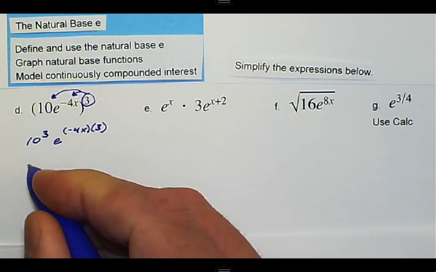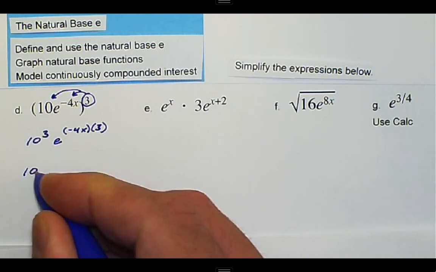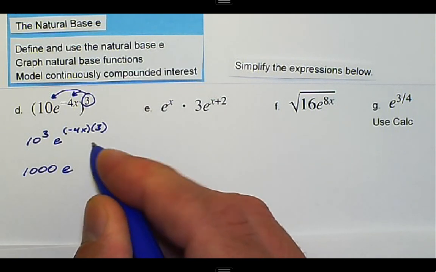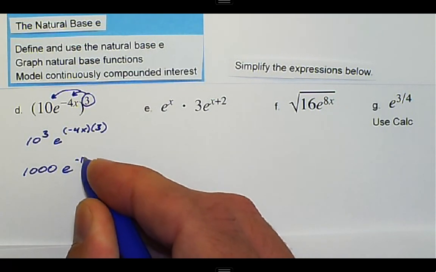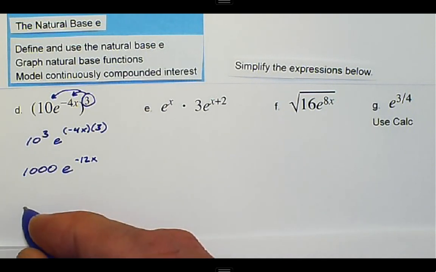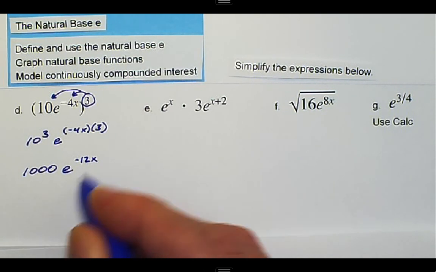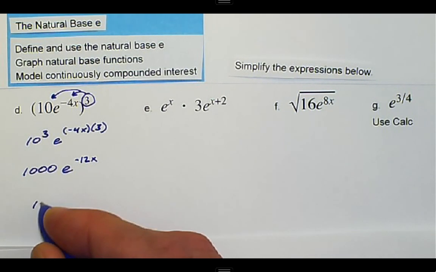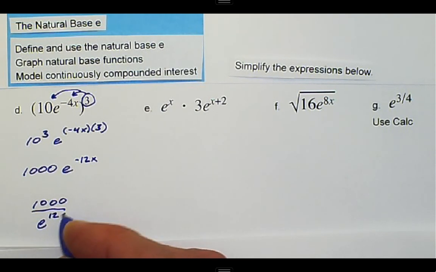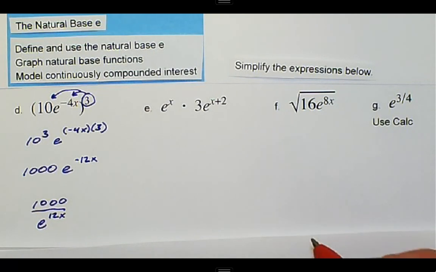And 10 to the third power is 1,000. And negative 4 times 3 is negative 12. And the last step that we can do is move e to the negative 12x to the denominator. So we get 1,000 over e to the 12x. That's the simplified version there.